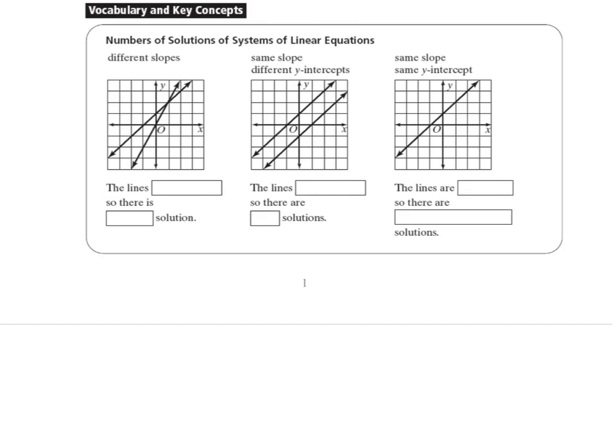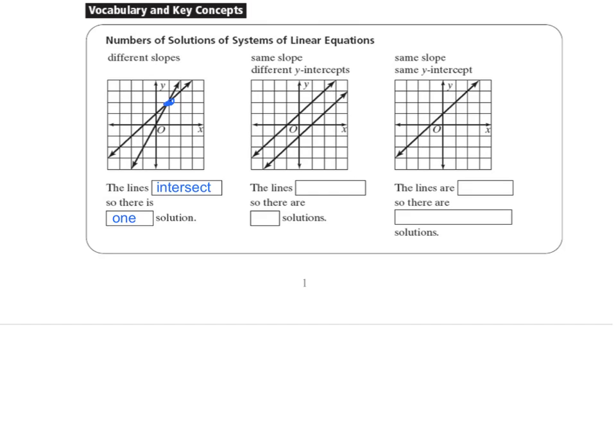Our first diagram to the left has different slopes. And if you notice, the lines intersect. When the lines intersect, when there are different slopes, there is only one solution. The solution is the point where they intersect. So this point right here is the solution, and that would be the point (1, 2). We're going to do some examples together on that in a few.